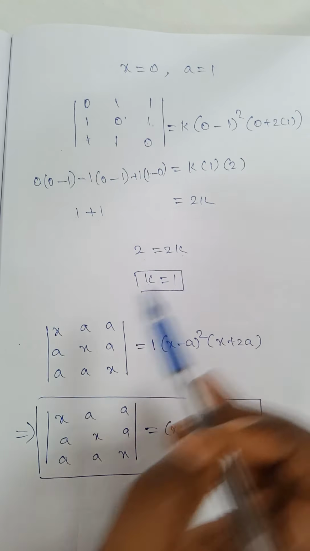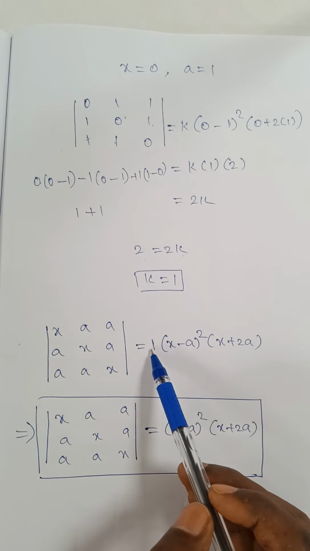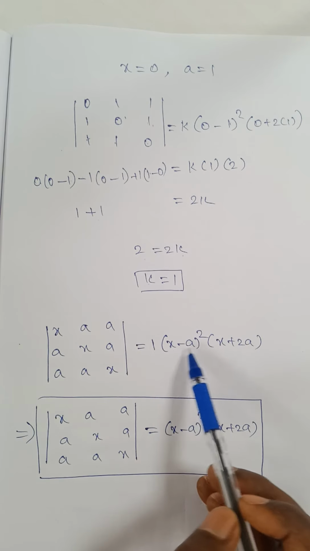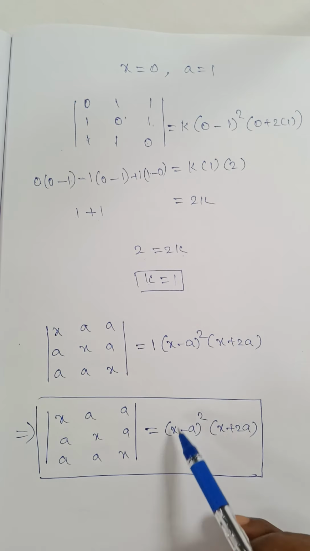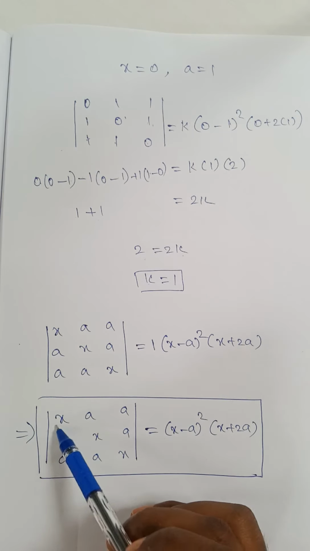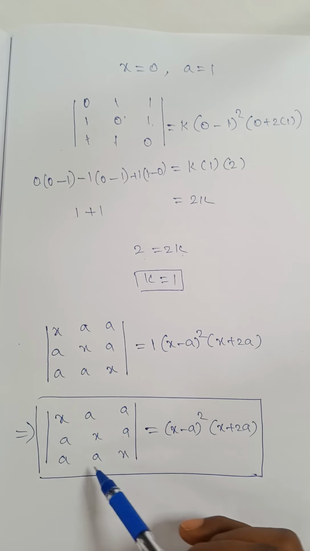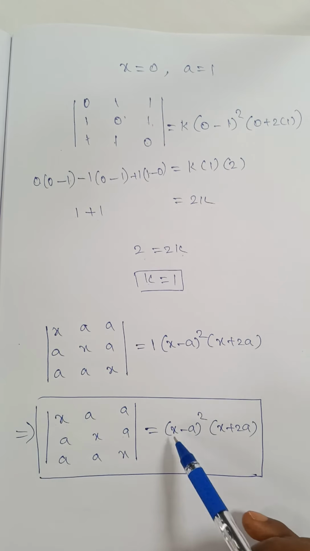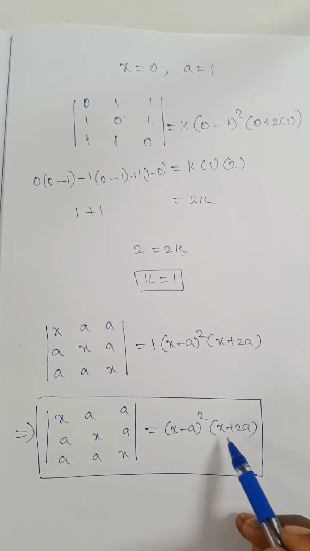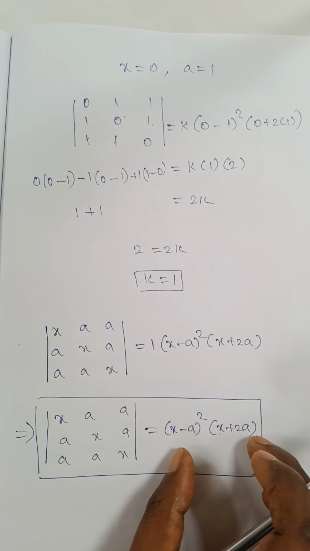The k value 1, we substitute in this equation. So k value 1, so 1 into (x minus a) the whole square into (x plus 2a). So that is equal to the determinant of x, a, a, x, a, x is equal to (x minus a) the whole square into (x plus 2a). This is the answer. Thank you.